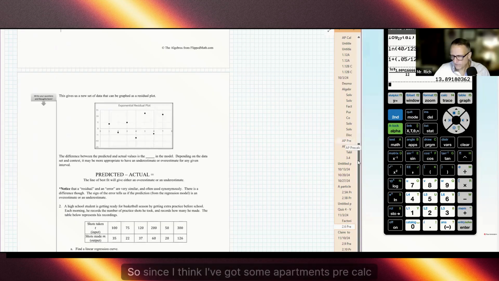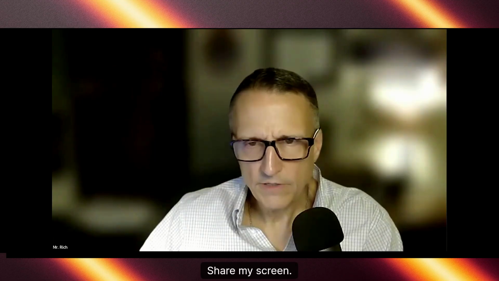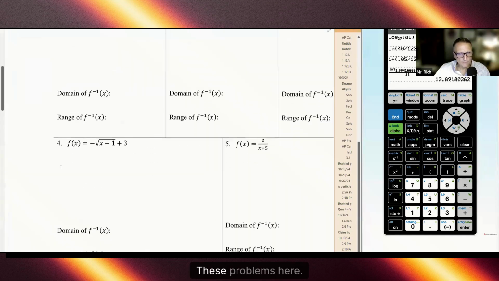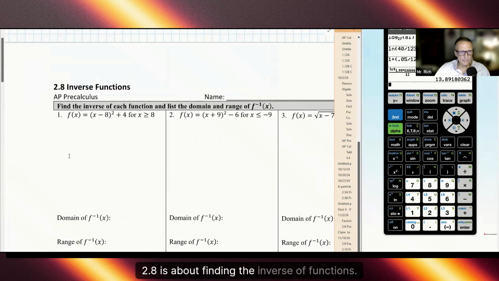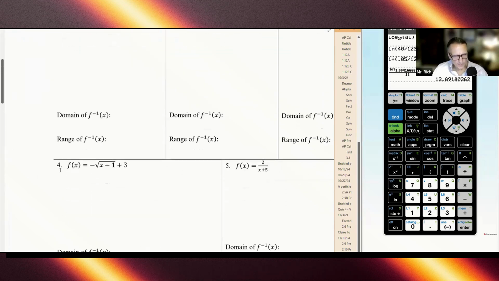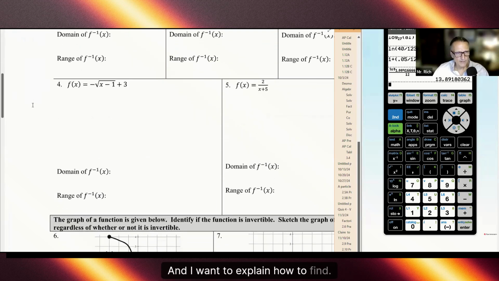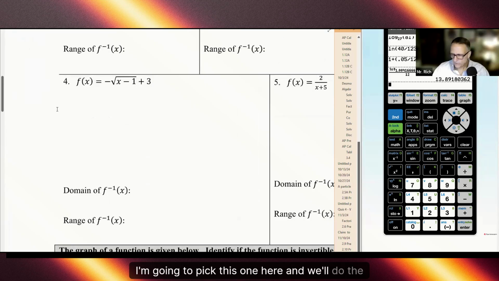Let's do that. Since I think I've got some AP Precalc students here, I'm going to pull up 2.8 and spend our last minutes on that. Okay, share my screen. Here we go. 2.8 is about finding the inverse of functions. I'm going to pick this problem here and we'll do the inverse function.